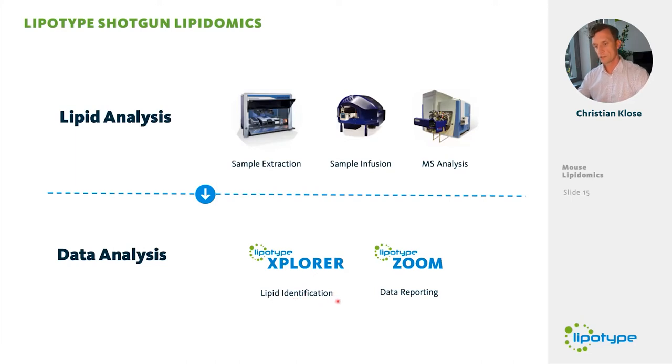Lipid identification is of course an essential part of the whole story, but data reporting and statistical analysis is almost as important, because this is what actually gives meaning to our data. And also here we have done some work and developed tools like, for example, Lipotype Zoom, which is a browser-based platform that allows our clients and collaborators to browse their lipidomics data online and do statistical analysis, multivariate testing, and things like that. So as you can see, we have a whole platform covering the analytics itself, but also the data processing and statistical analysis.